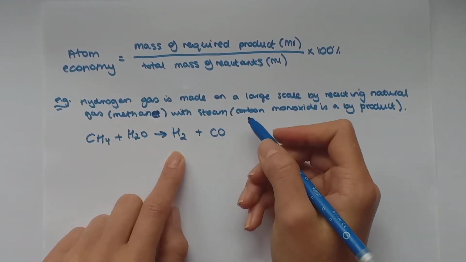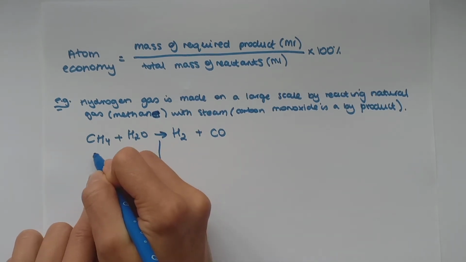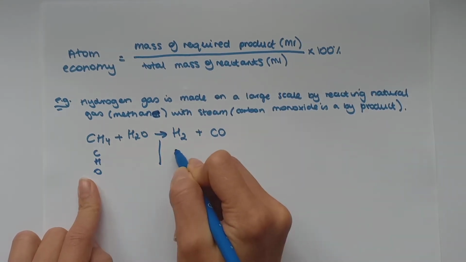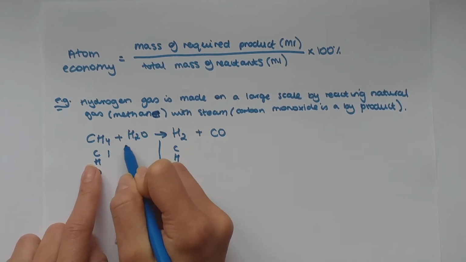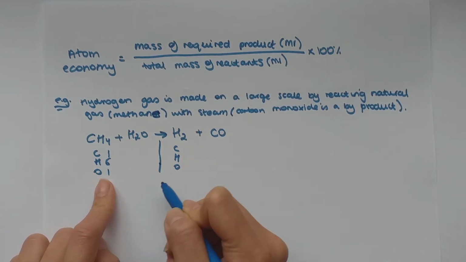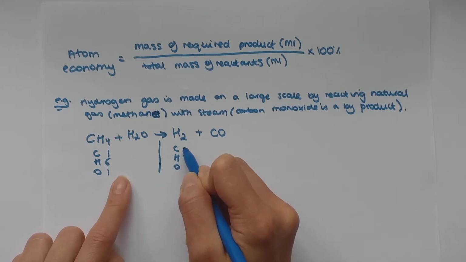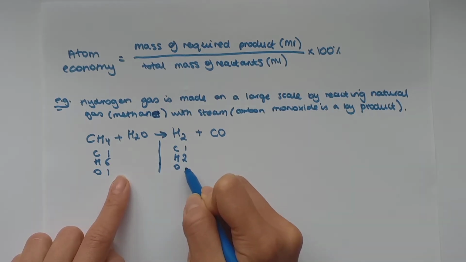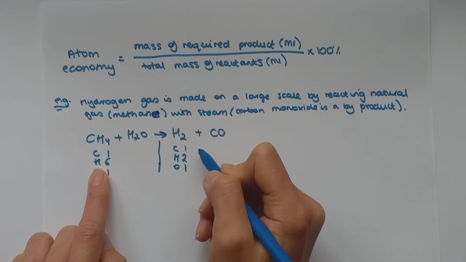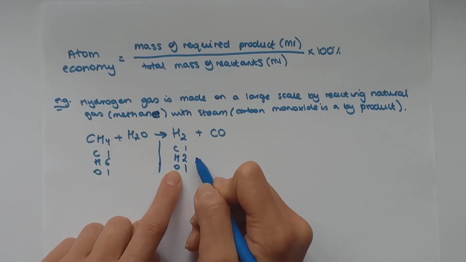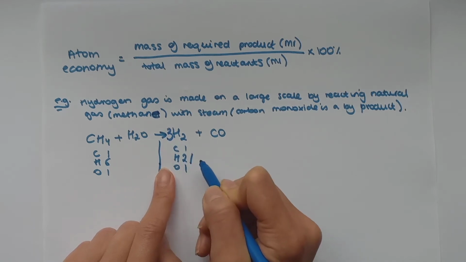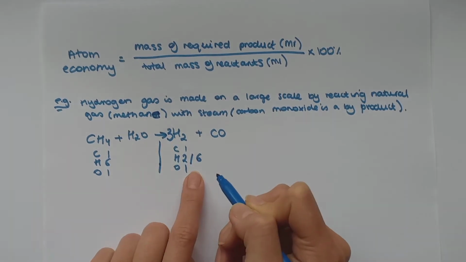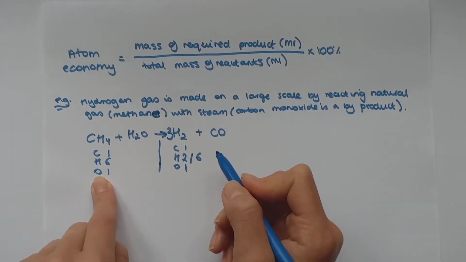So we can quickly balance this equation. We have carbon, hydrogen, oxygen. We have 1 carbon on this side. We have 6 hydrogens on this side and 1 oxygen. We have 2 hydrogens, 1 carbon, 1 oxygen. So as you can see, the only thing that's needed on the right hand side is our hydrogen. If we add the 3 in front, we have 6 hydrogens altogether, just like on the left hand side.